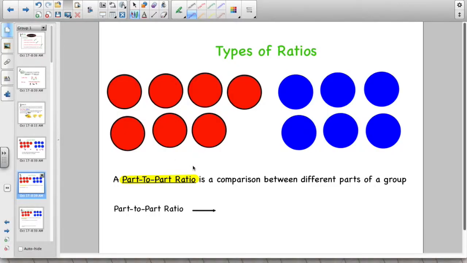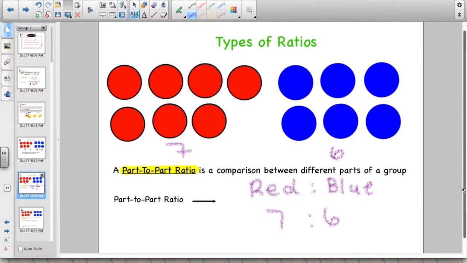The first ratio that I can create is a part-to-part ratio. So knowing that I have 7 red beads and I have 6 blue beads, if I wanted to create a part-to-part ratio, so I can compare the red beads to the blue beads, so a ratio of red to blue, simply replace the red with the number of red, which is 7, and we have 6 blue beads, so we have a ratio of 7 red beads for every 6 blue beads.